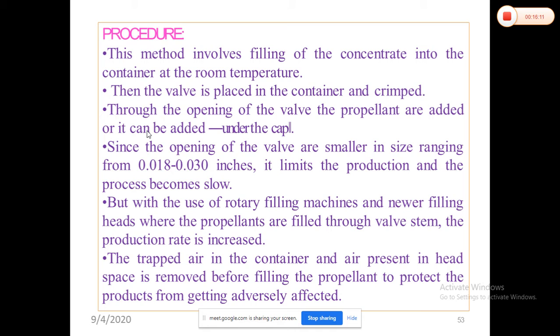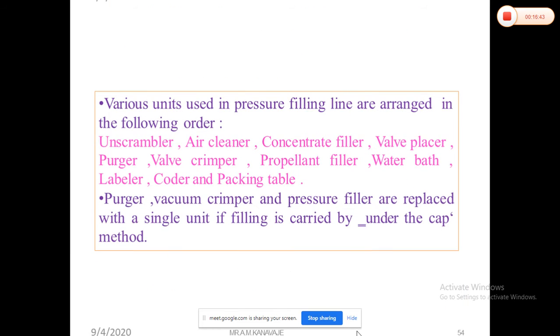This is the basic process that you have to follow for the pressure filling method. It's the simplest method where first you have to fill the product concentrate into the container at room temperature. Then you place the valve in the container and crimp that valve. Then through the small opening of the valve you add the propellant, and further you place the actuator and the cap, and the process is carried out.